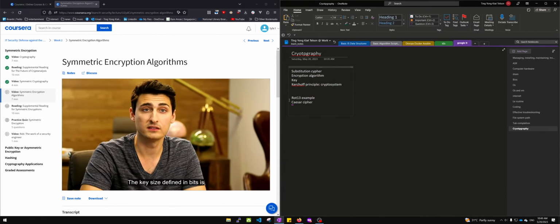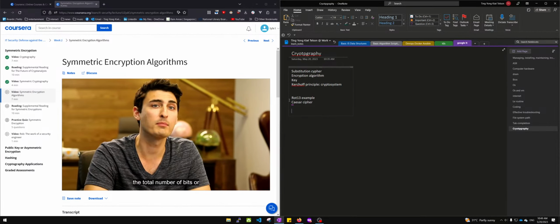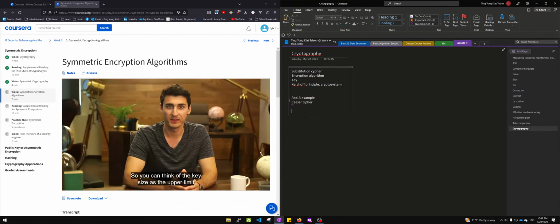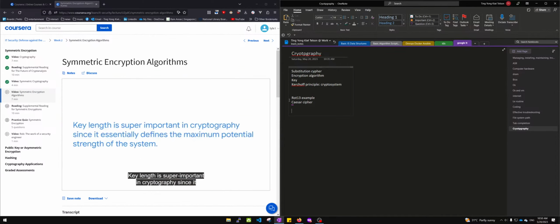The key size, defined in bits, is the total number of bits or data that comprises the encryption key. So, you can think of the key size as the upper limit for the total possible keys for a given encryption algorithm. Key length is super important in cryptography since it essentially defines the maximum potential strength of the system.